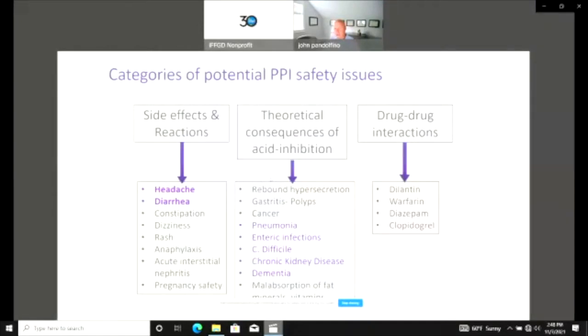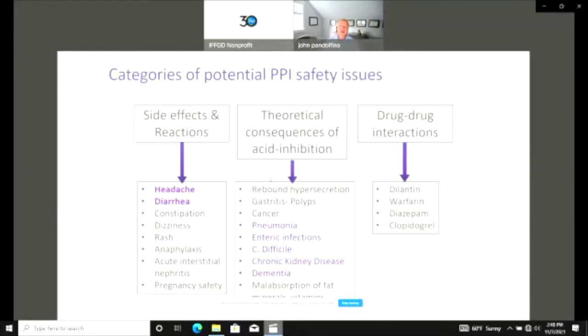Now, PPIs, although they're effective medicines, do have some things we need to consider: side effects and reactions, theoretical consequences of acid inhibition, and some drug-drug interactions, and this is some of them. The most common side effects and reactions with PPIs are headache and diarrhea, but you can pretty much see anything. If someone has a distinct symptom after they start a PPI and it goes away when they stop their PPI, then it's probably a side effect of the medicine.